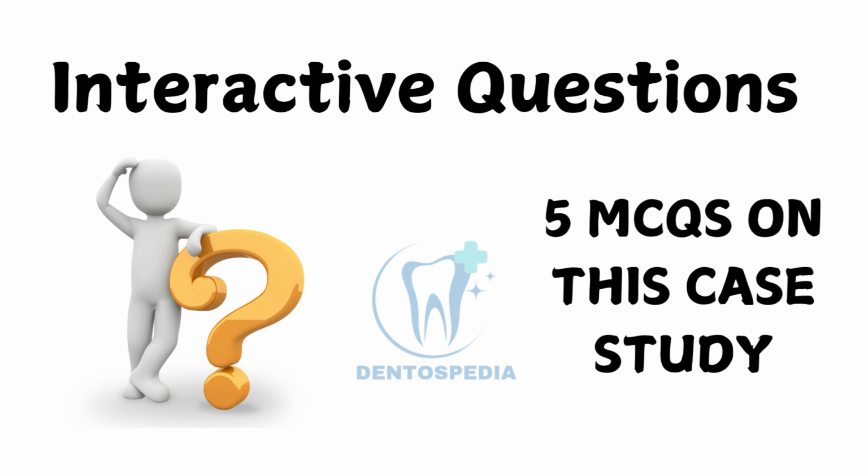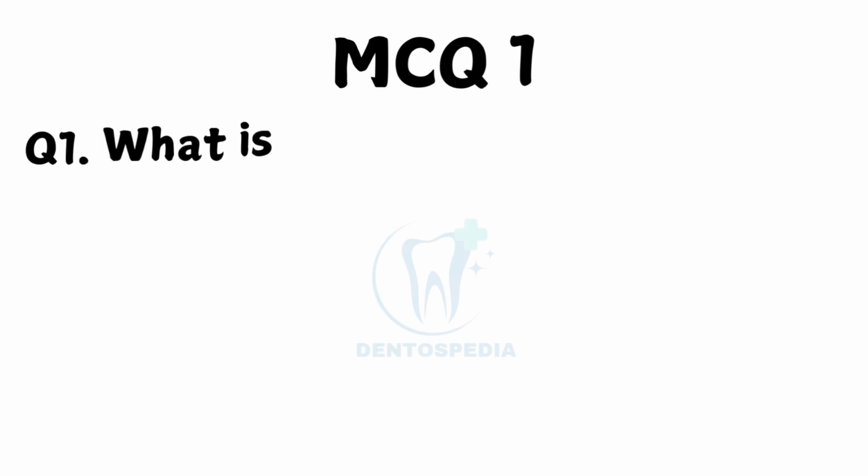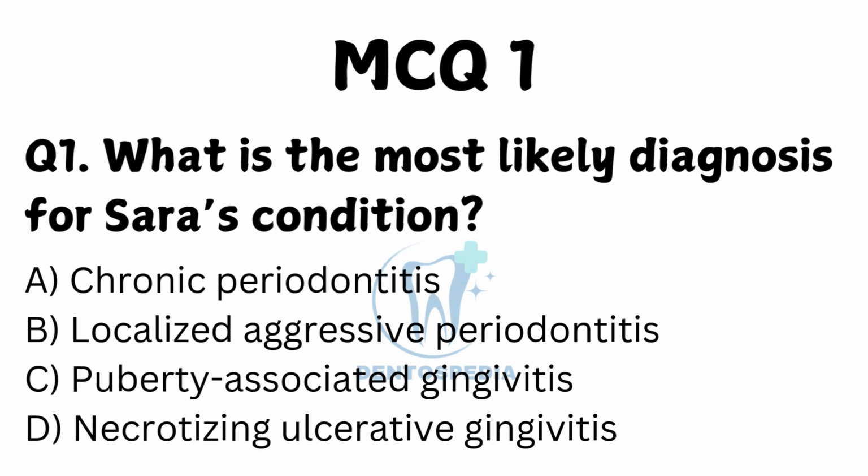I'll show you the question with 4 options, give you a few seconds to think, and then we'll reveal the correct answer with explanation. Question 1. What is the most likely diagnosis for Sarah's condition? Option A, chronic periodontitis. Option B, localized aggressive periodontitis. Option C, puberty-associated gingivitis. Option D, necrotizing ulcerative gingivitis. Take a few seconds to think.